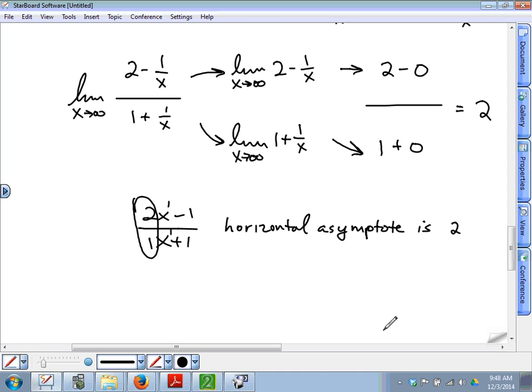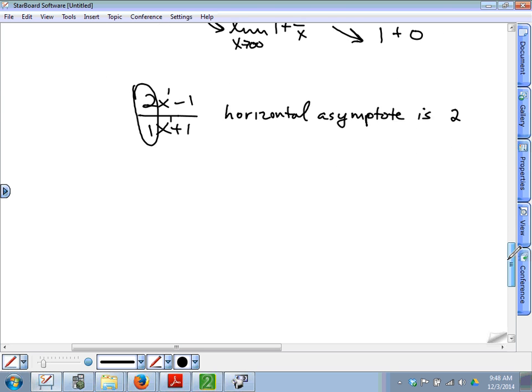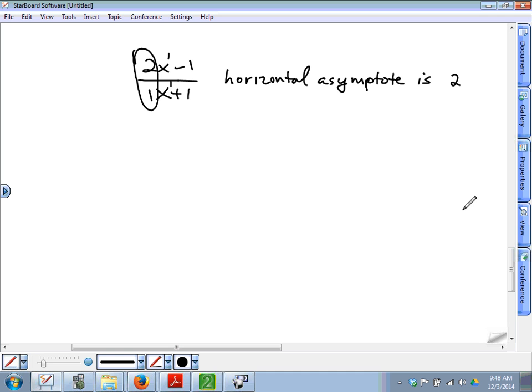The horizontal asymptote is 2. So what does that mean about the limit? The limit has to be 2 because the horizontal asymptote is 2. Okay? You with me still?